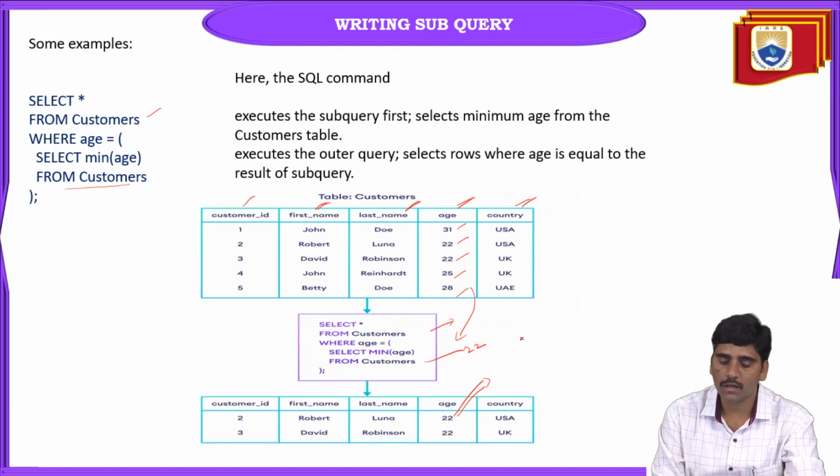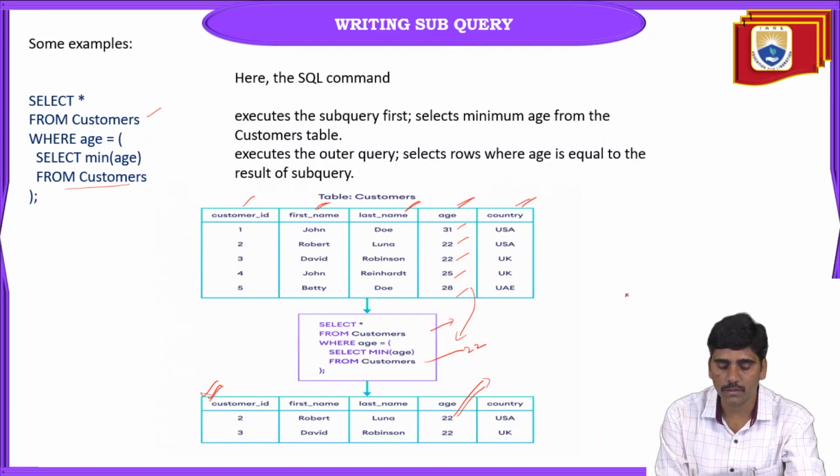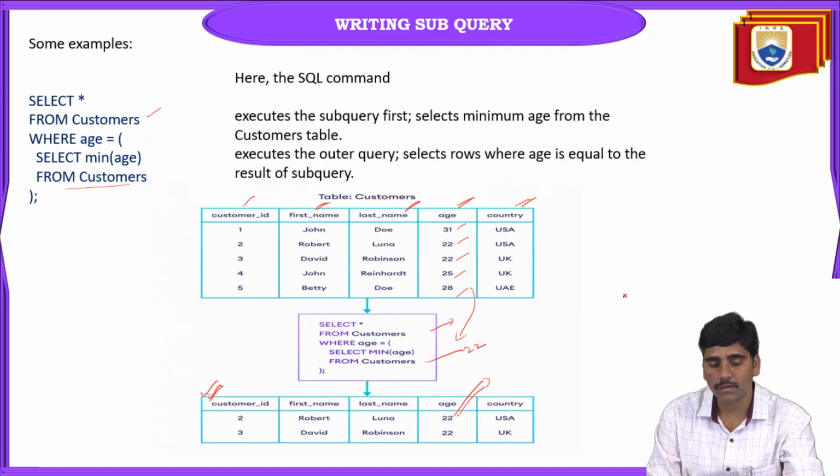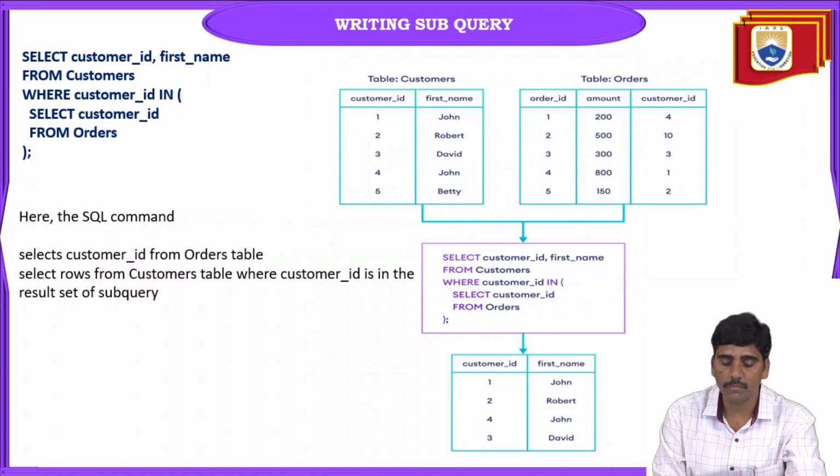So SELECT * FROM customers WHERE age = 22. Whoever has the minimum age of 22, all those customers will be displayed here. So we are selecting the customers who have the minimum age. That minimum age is 22, so whoever has age equal to 22 will be displayed.